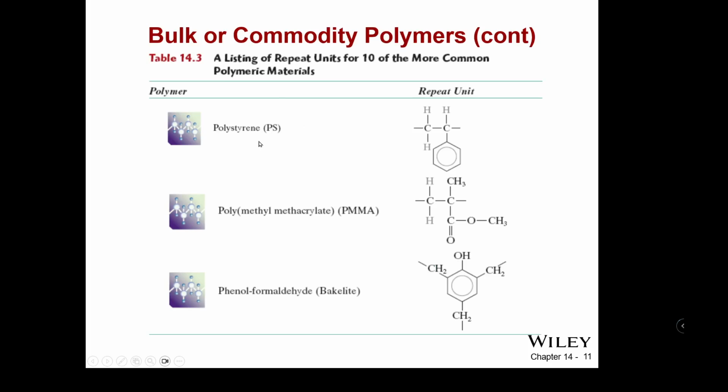Polystyrene is an interesting one. Styrofoam is polystyrene. That's why we call it styrofoam. This is a benzyl ring, so a 6-carbon ring attached as a functional group to carbon, and it has some double bonds. That's what's meant by the circle inside.